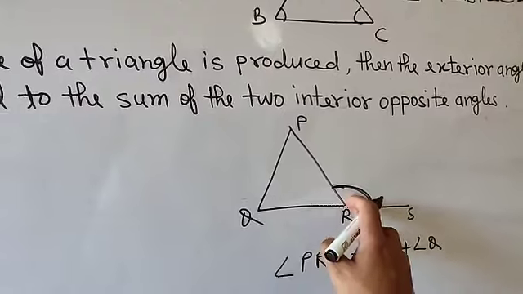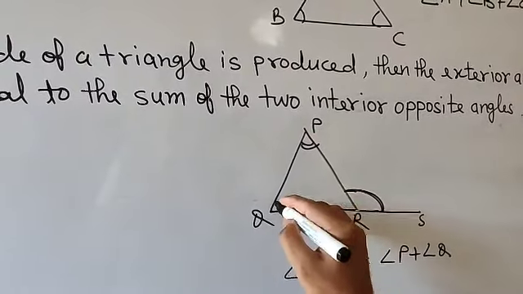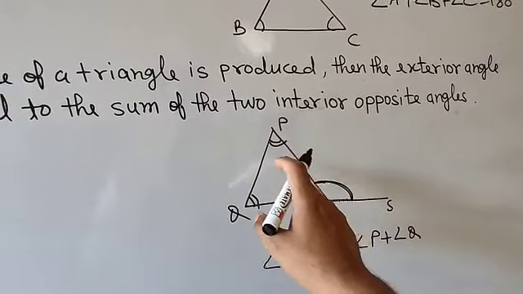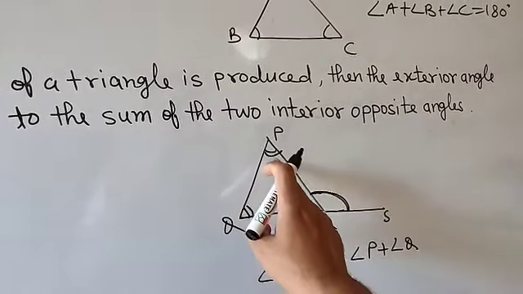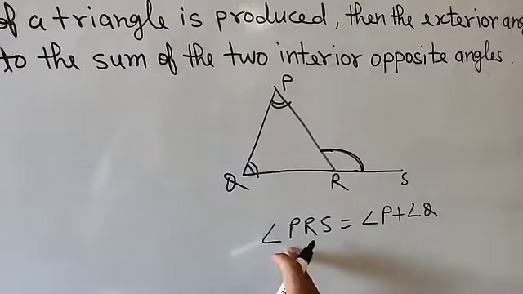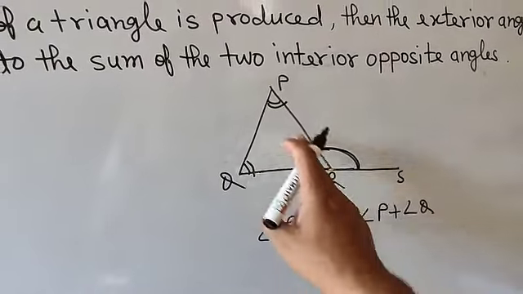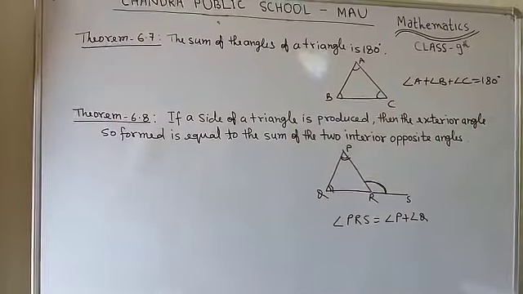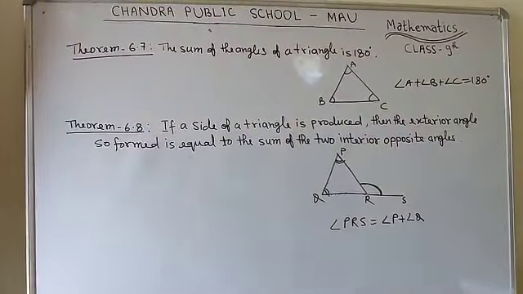It is equal to the two opposite interior angles, that will be angle P and angle Q. So the exterior angle equals the sum of the two opposite interior angles, that is angle P plus angle Q. So here I have written angle PRS equals angle P plus angle Q. These are the two important theorems which will be used in exercise 6.3.